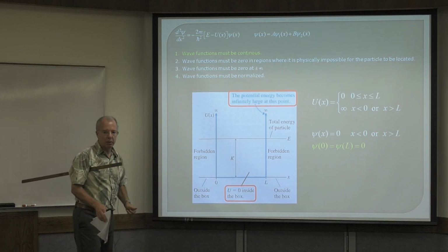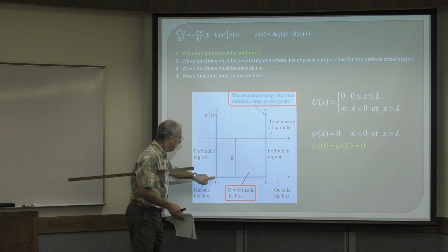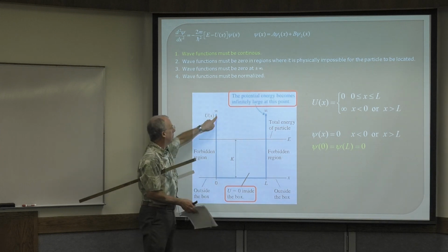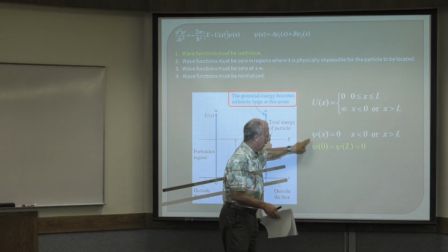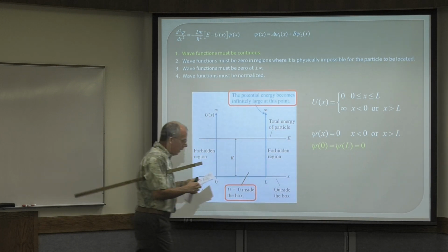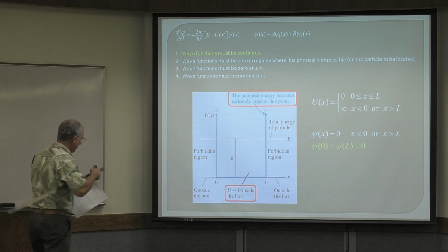So we want it to be continuous. I mean, it wouldn't make any sense, right, if the wave function were 0 right outside the box and then jumped over here or something crazy like that. And so this is just guaranteeing that the wave function is continuous. All right.